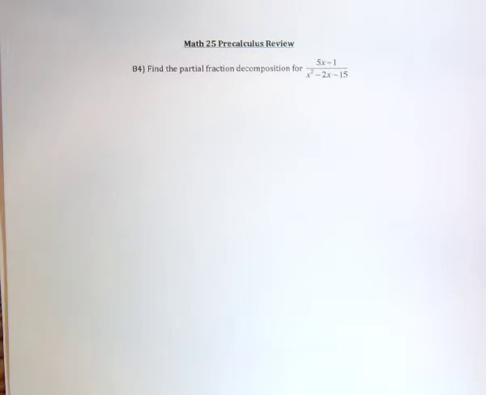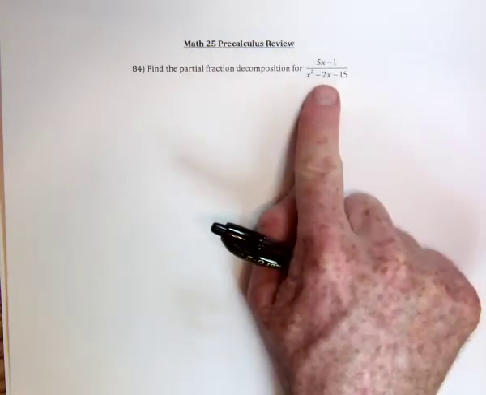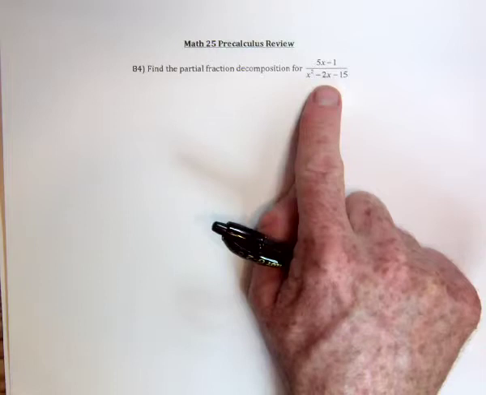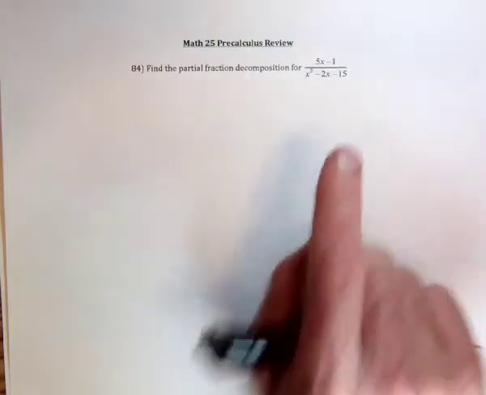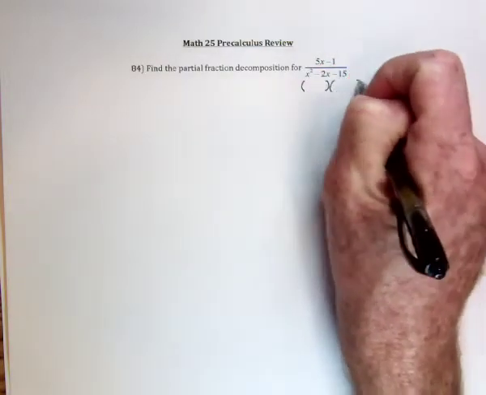Find the partial fractions, or the partial fraction decomposition, for this rational function. Partial fractions means that two fractions were added together and this was the result. So what were the two fractions? Well, for the first step, what we need to do is factor the denominator. If that cannot be factored, partial fractions are not possible.